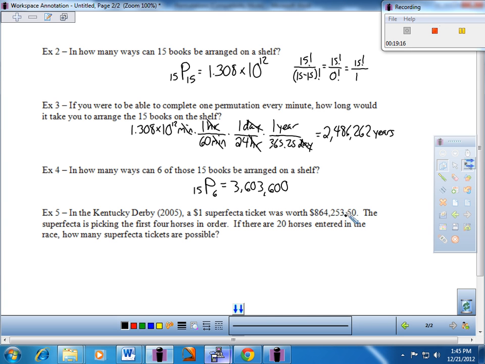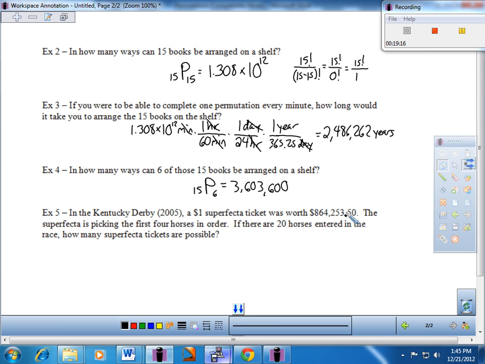Now the superfecta occurs when you pick the first 4 horses in order. So you know who wins, that's first place. You know who placed, that's second place. You know who showed, that's third place. And then you also pick the 4th place position. And so it says if there are 20 horses, and there are 20 horses, by the way, in the Kentucky Derby, so if there are 20 horses entered in the race, how many different superfecta tickets are possible?